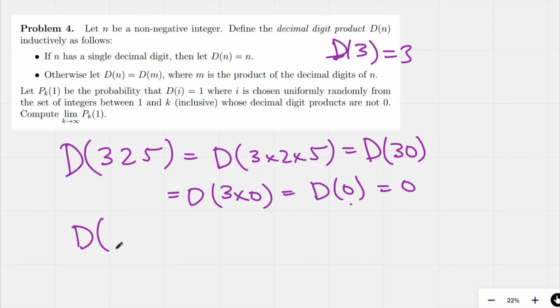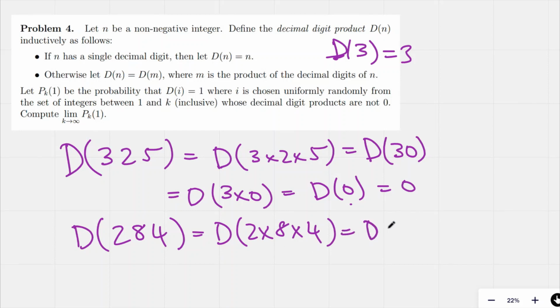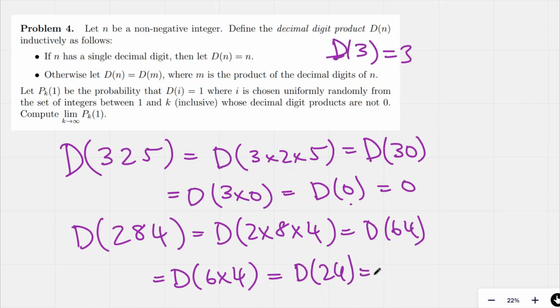And if I just do another one, d of 284, this is going to be d of 2 times 8 times 4. 2 times 8 times 4 is 64. So this is d of 64, and now 64 is not a single digit, so I continue with this. d of 6 times 4, and that's going to be d of 24. Well, 24 is not a single digit, so it's going to be d of 2 times 4, and so that's going to be d of 8, and now 8 is a single digit, so I get 8. So that's how we define the decimal digit product function.